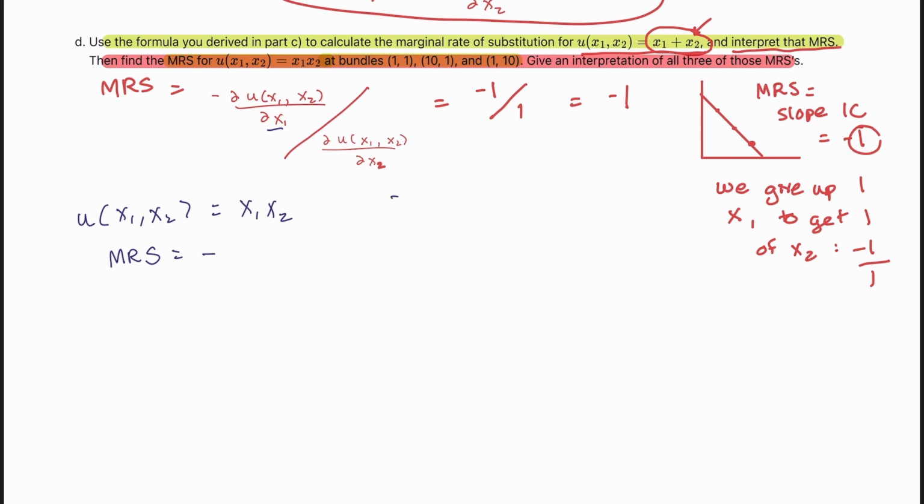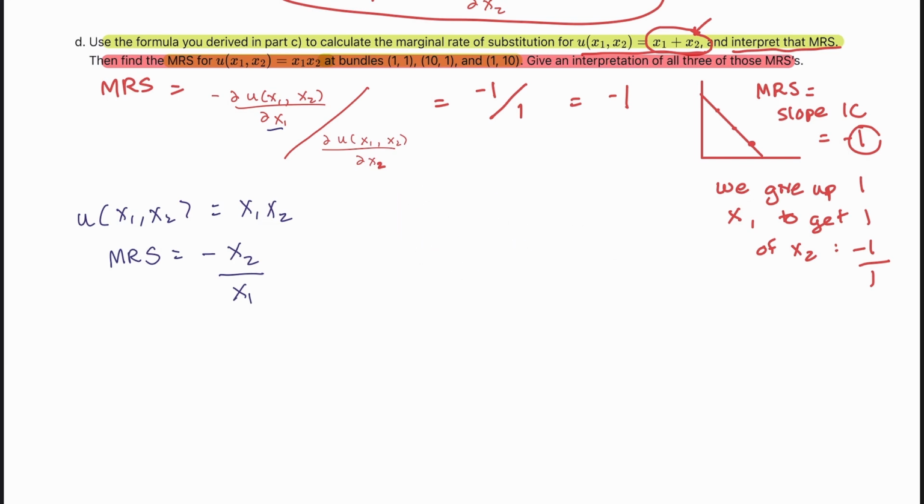So what's the partial derivative with respect to x1 of x1 times x2? Here we're treating x2 as a constant, so it's like 2x. What's the derivative of 2x? That's just 2, right? So the partial derivative of x1 x2 with respect to x1 is just x2. So we get x2, and it's divided by the partial with respect to x2. Same thing, but in reverse, so it's just x1. So the marginal rate of substitution here is negative x2 over x1.